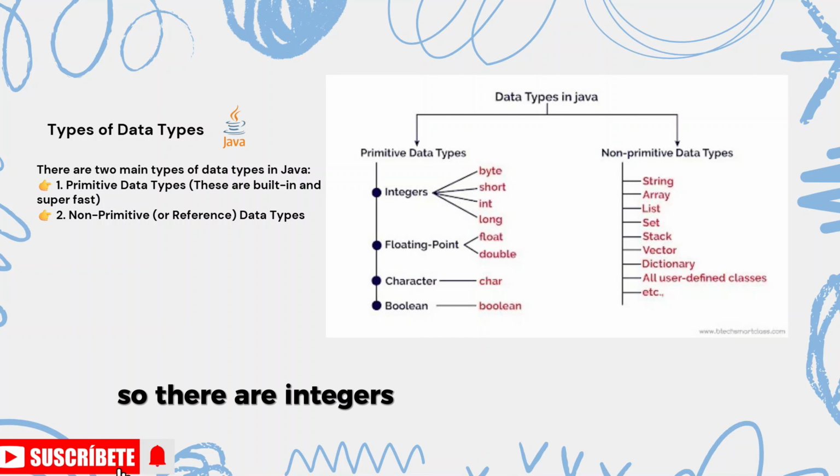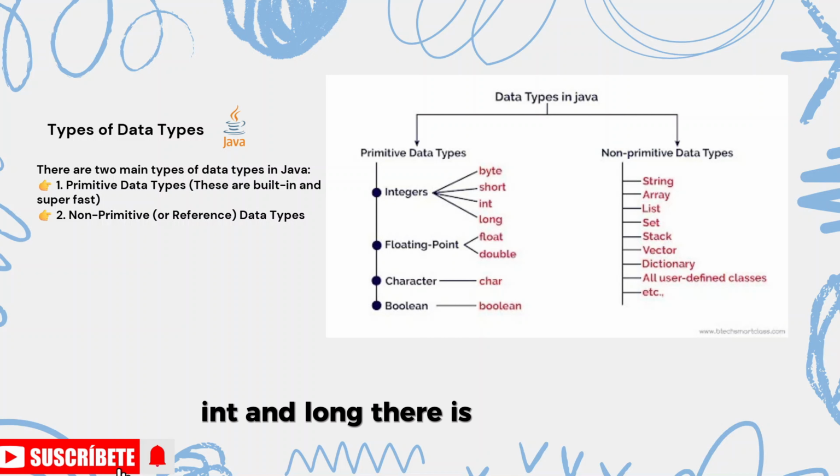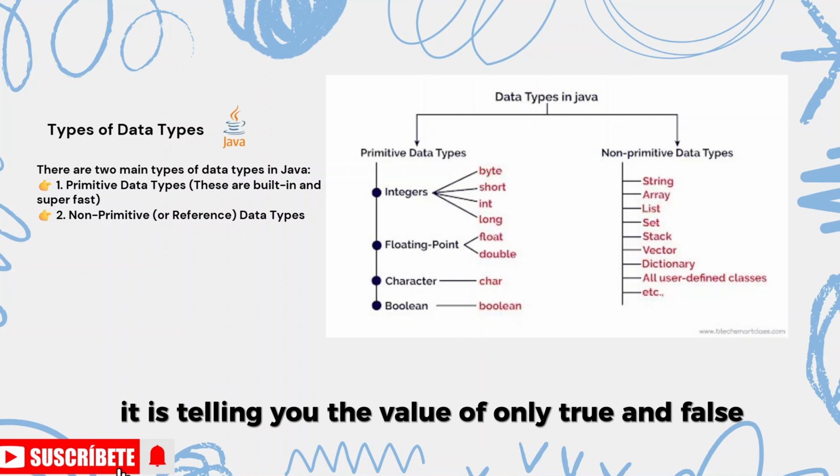There are integers, which contain byte, short, int, and long. There is floating point, which is basically a decimal value. If you have any value with a decimal point, that is your floating point: float and double. Character is basically A, B, C, D, E, F, G, any character you have. And boolean is basically true and false. It tells you a value of only true or false.